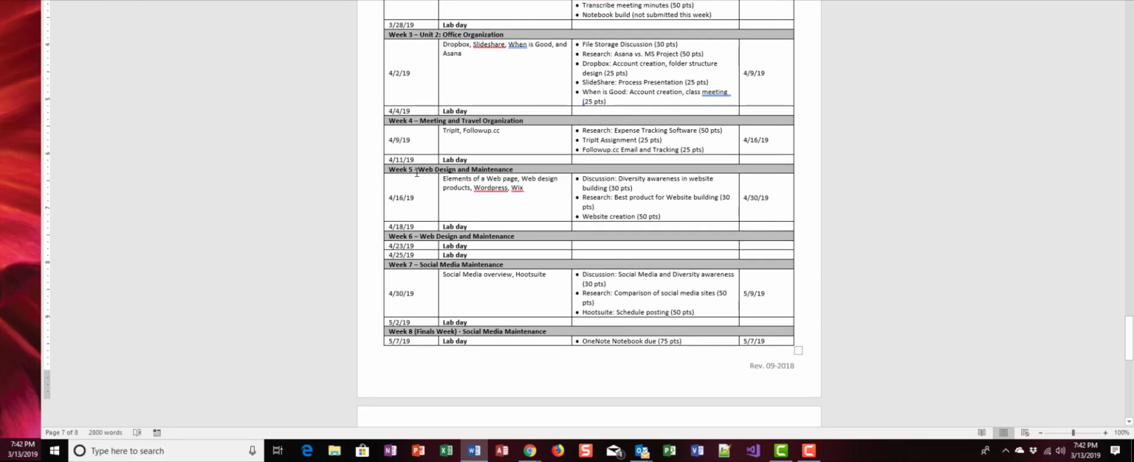Then we go to week 5 and week 6, which are really the same topic, web design and maintenance. And notice that our assignments, there's less of them, but this website creation is going to take a little more time. So we're going to talk about on the 16th the elements of a web page, web design products. We're going to look at WordPress and we're going to look at Wix. And then you're going to have some assignments based on that are due the 30th.